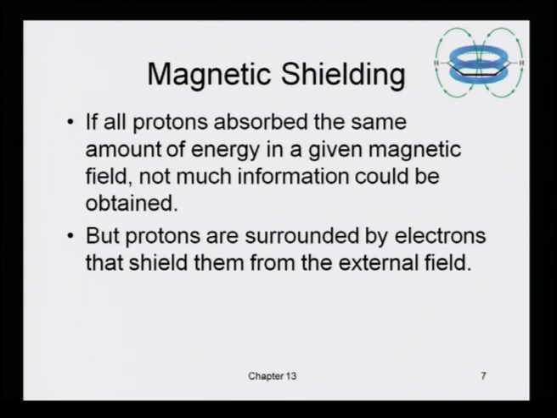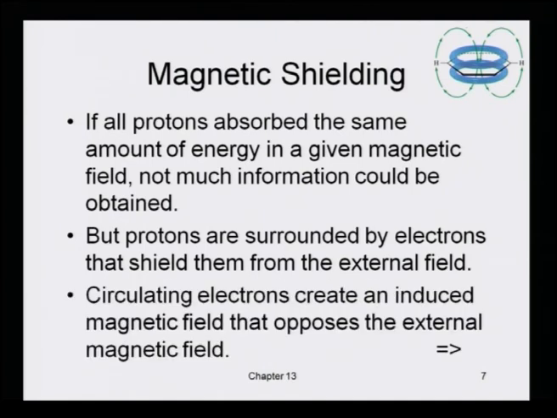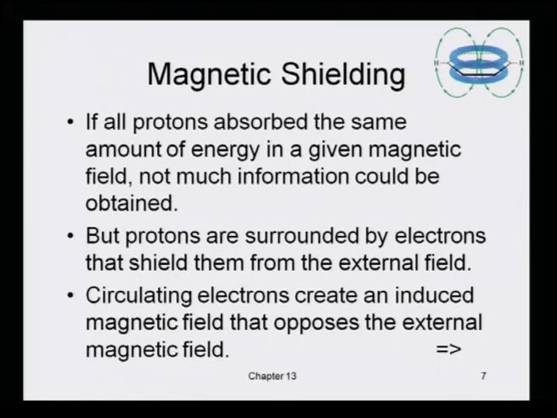But protons are surrounded by electrons that shield them from the external field. Circulating electrons create an induced magnetic field that opposes the external magnetic field. So, now it is not only the role of the proton in the nucleus, but the electrons surrounding them also play a shielding effect on the external field that is being experienced by the spinning nucleus. These circulating electrons create a small induced magnetic field because they are also charged particles and they are also moving. So, that opposes this external magnetic field.